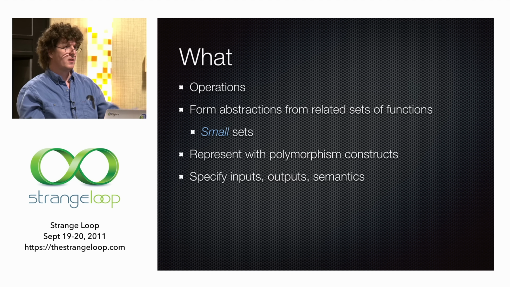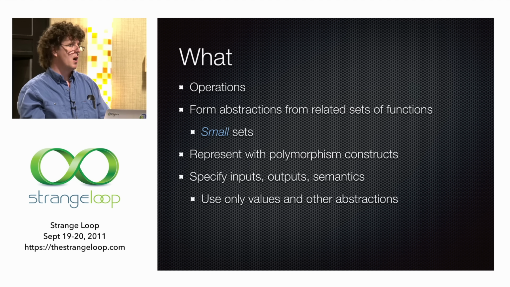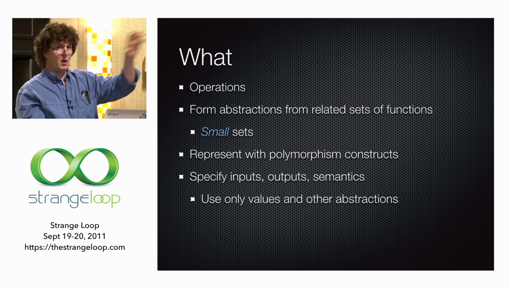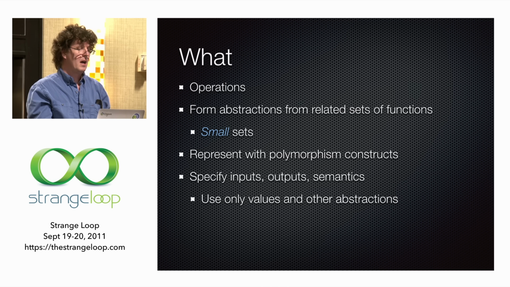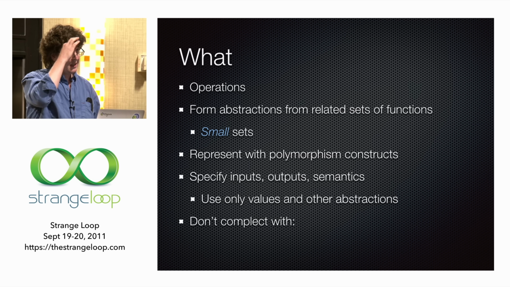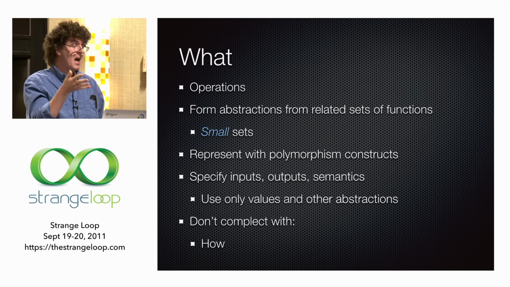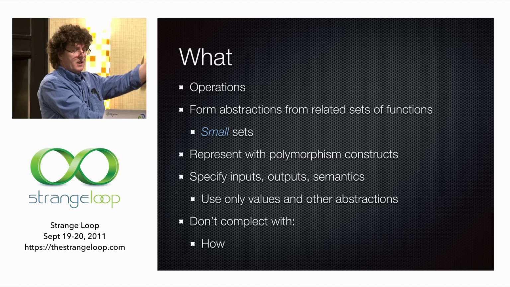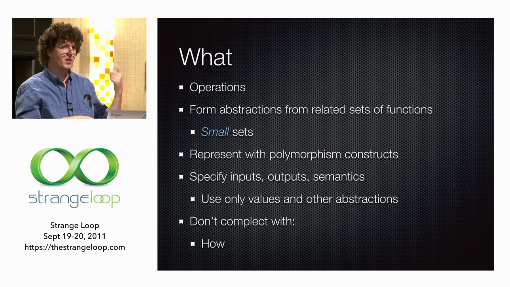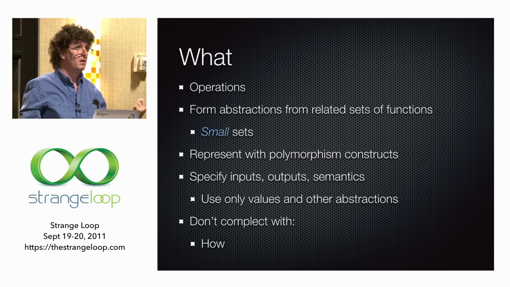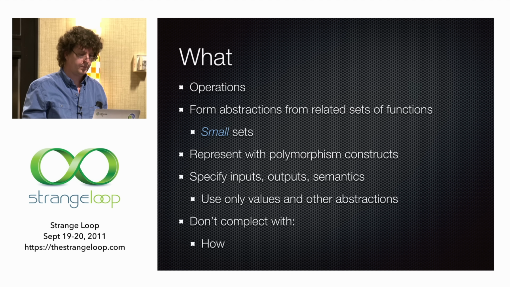So you're going to represent them with your polymorphism constructs. They're specifications, right? They're not actually the implementations. They should only use values and other abstractions in their definitions. So you're going to define interfaces or type classes that only take interfaces and type classes or values and return them. And the biggest problem you have when you're doing this part of design is if you complect this with how. You can complect it with how by jamming them together and saying, here's just a concrete function instead of having an interface, or here's a concrete class instead of having an interface. You can also complect it with how more subtly by having some implication of the semantics of the function dictate how it is done. Fold is an example of that.